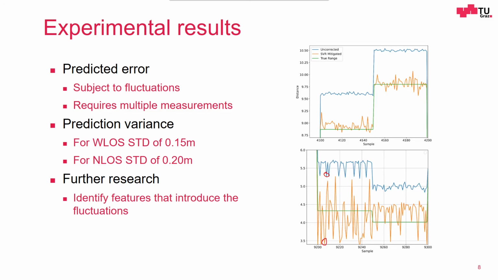So what we observed is that this variation is a little bit stronger for the non-line of sight compared to the weak line of sight cases, and further research must identify features that influence these fluctuations the most, and we hope if we remove them from our feature set, then these fluctuations may also be reduced, but this has to be investigated in the future.